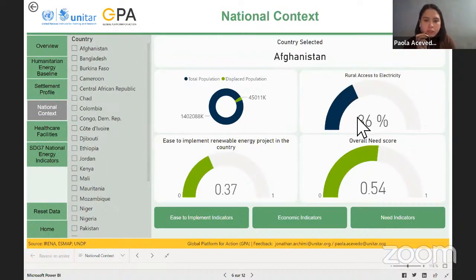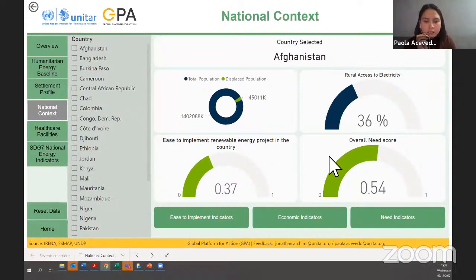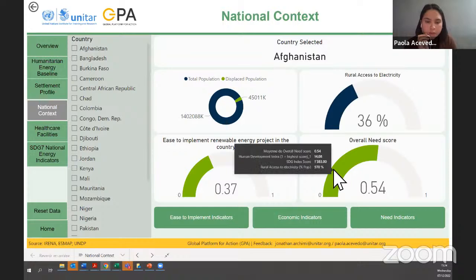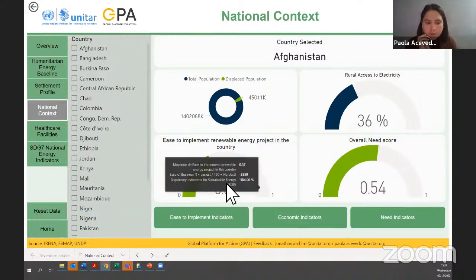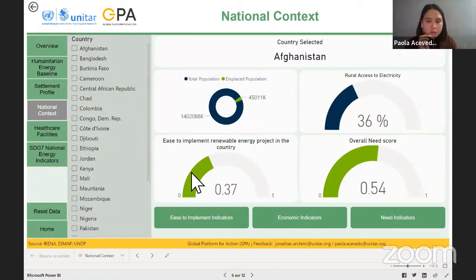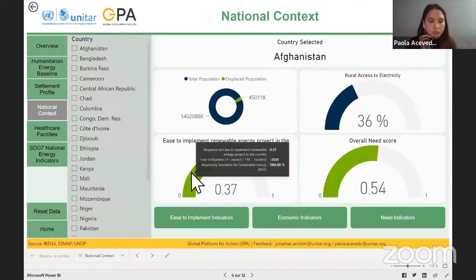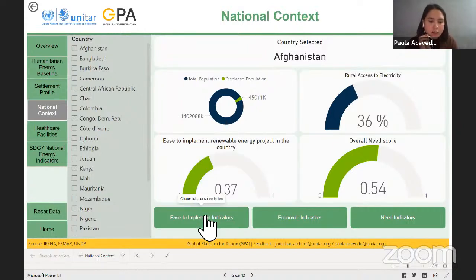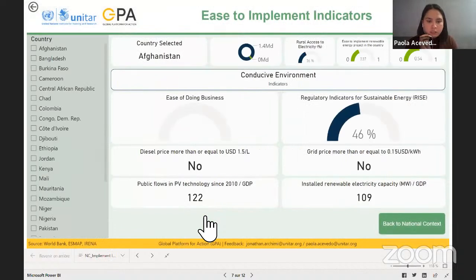information. We have the rural access to electricity, and the overall need score that is obtained from other scores. For example, we have the Human Development Index, the SDG Index score, and the rural access to electricity. And we have these to implement renewable energy projects in the country. It's also obtained from different indicators. And now we can go to the different indicators.